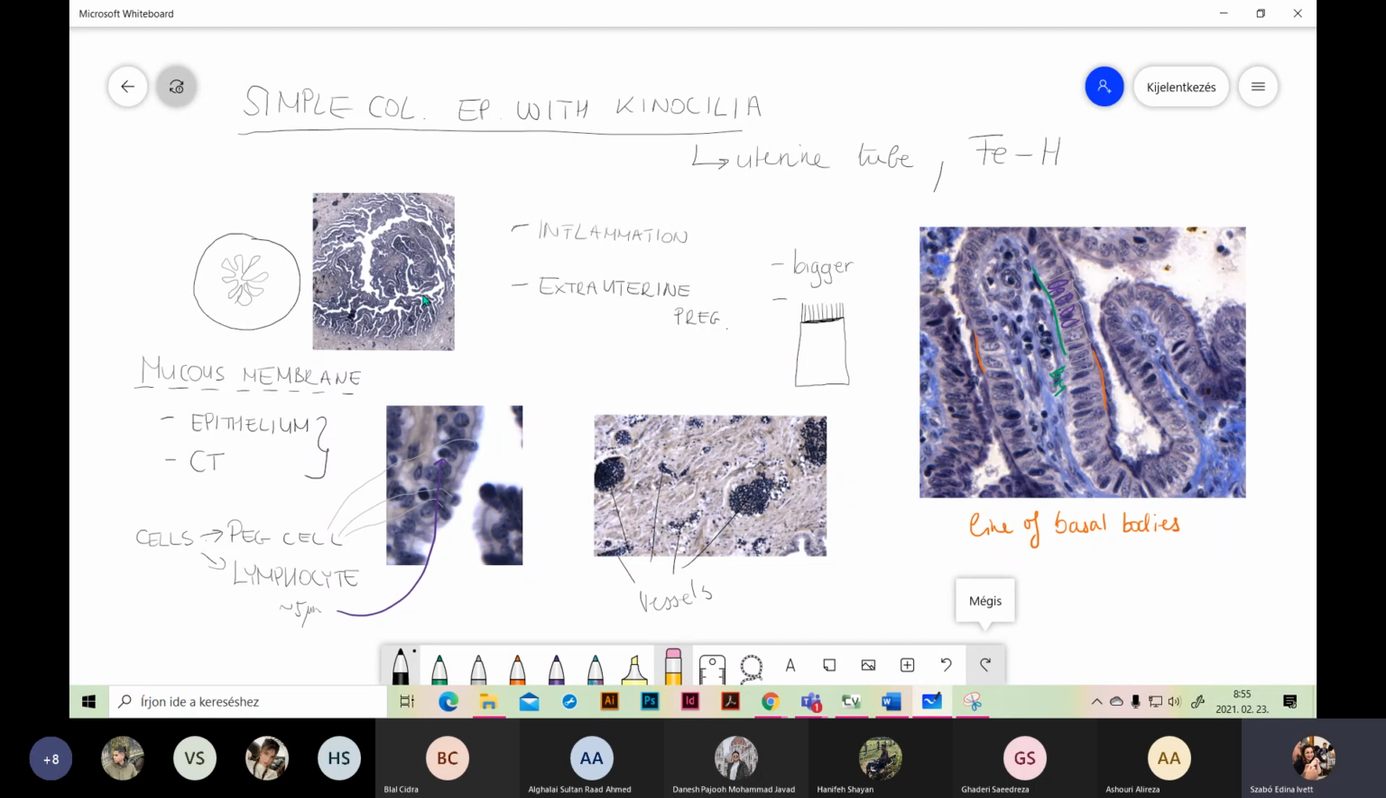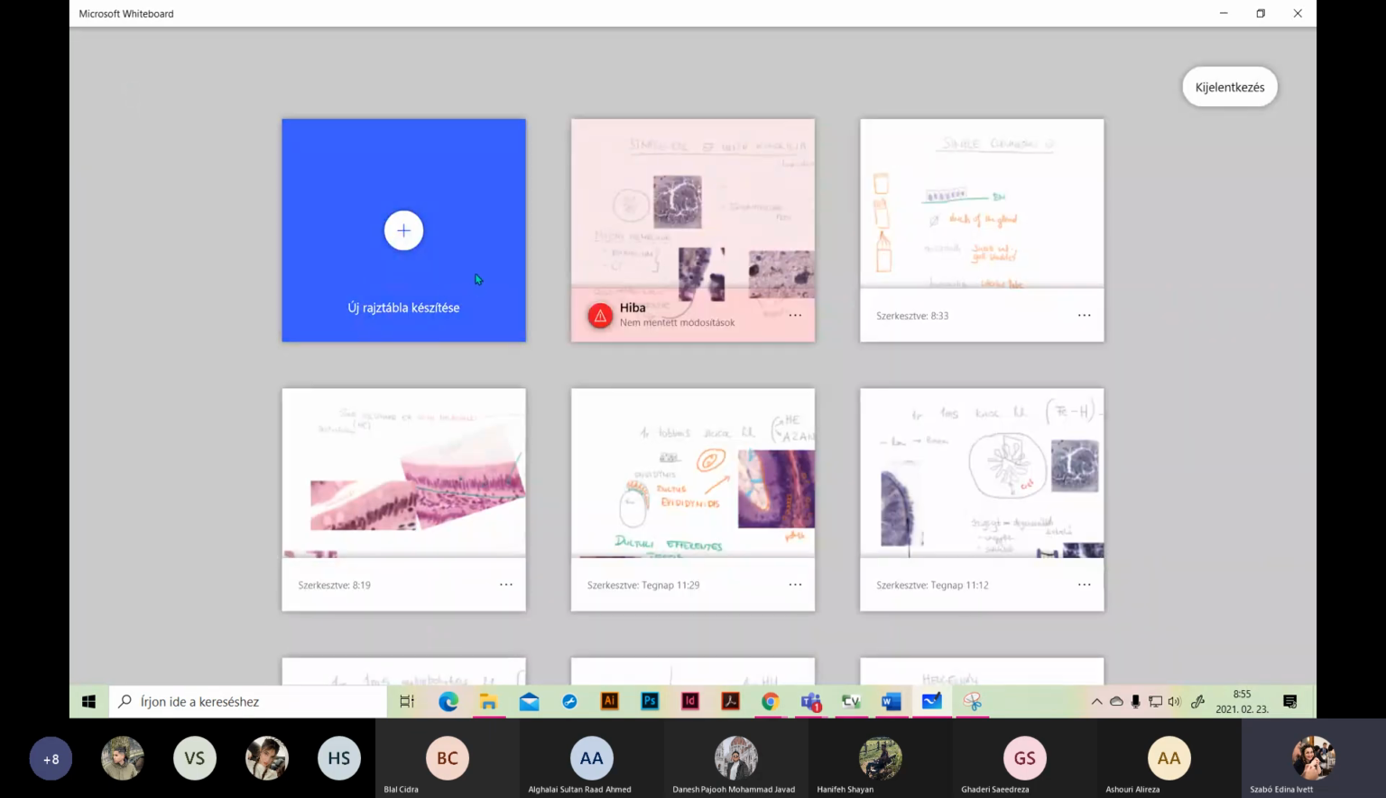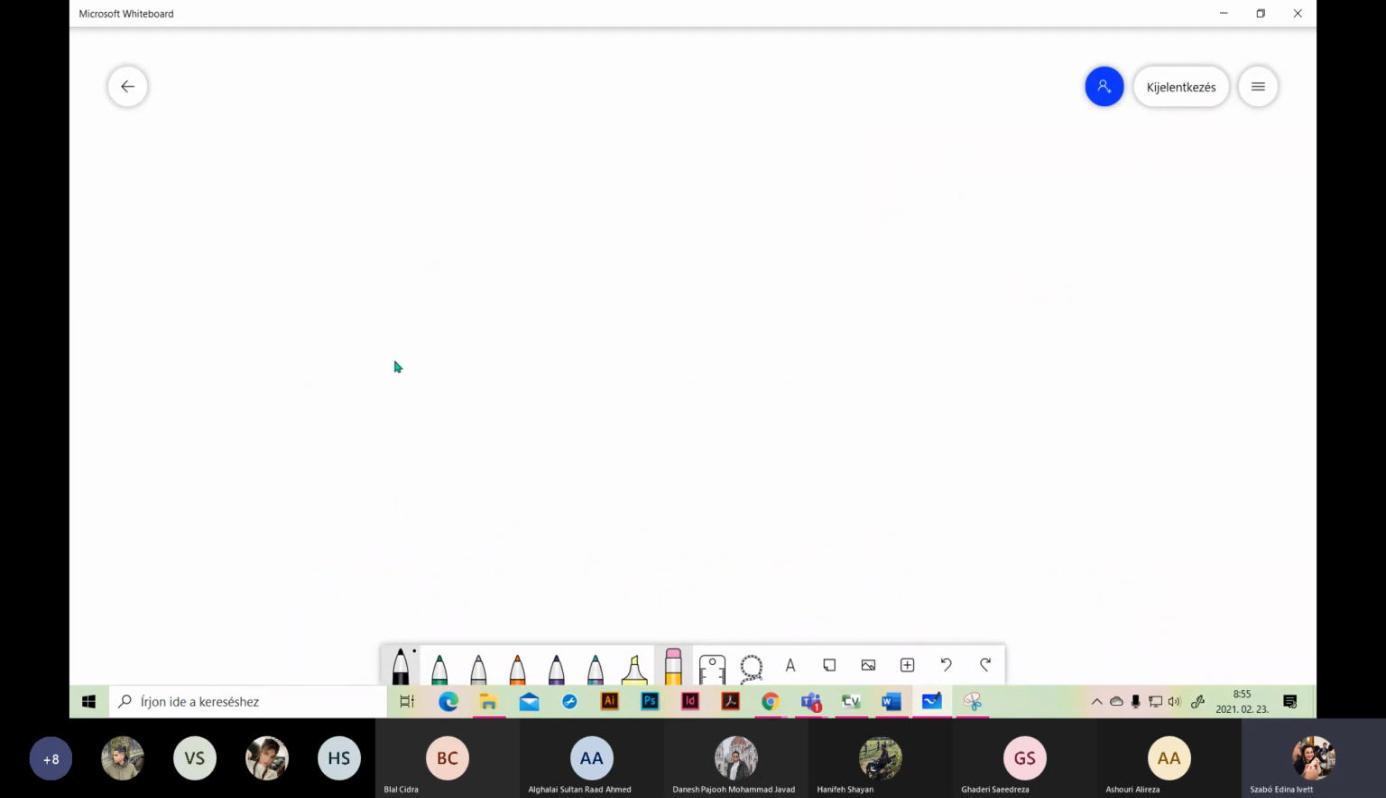Okay, our next slide is from the epididymis, where we see pseudostratified columnar epithelia with stereocilia.